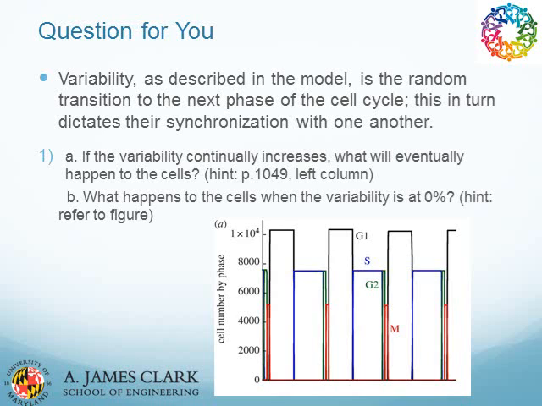And part B, what happens to the cells when the variability is at 0%? We actually just talked about this earlier. This should be mentioned earlier in our video. The figure you see below was actually shown already, and I had mentioned what exactly is occurring at 0%. So if you go back, take a look, and really think about what the figure is showing you, you should be able to arrive at your answer.